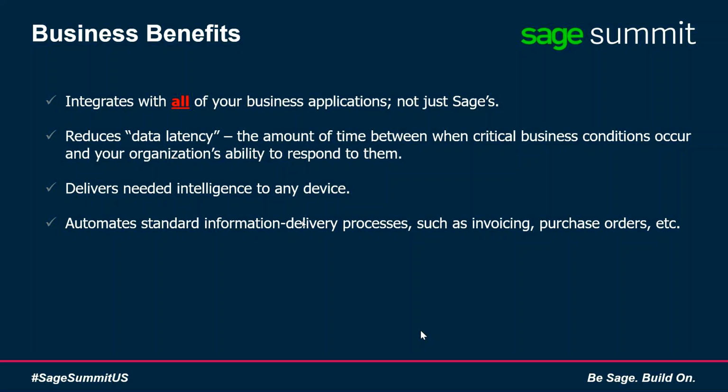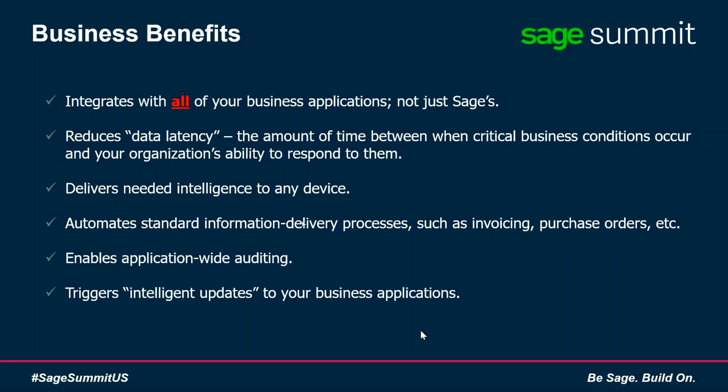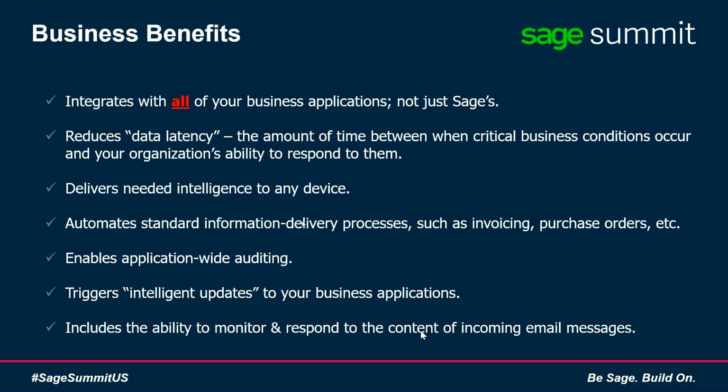when they need it. Alerts and Workflow automates the standard information delivery process, such as invoicing, statement generation, the delivery of purchase orders, dunning notices, and the like. It enables you to monitor Sage 300 and any other applications for critical changes made to any data that resides in those systems. Alerts and Workflow will automatically update Sage 300 and other applications. And as I've mentioned just a couple of times, Alerts and Workflow includes the optional ability to monitor and respond to the content of incoming email messages.